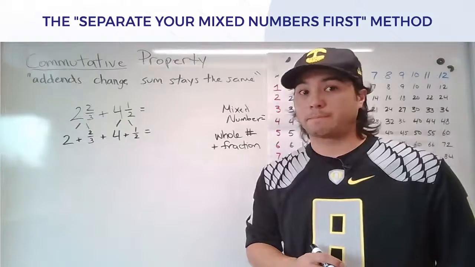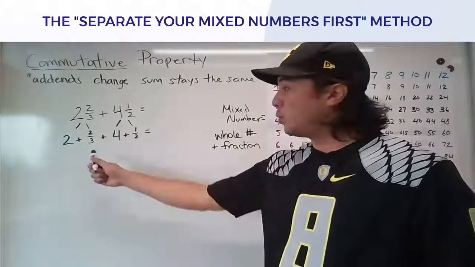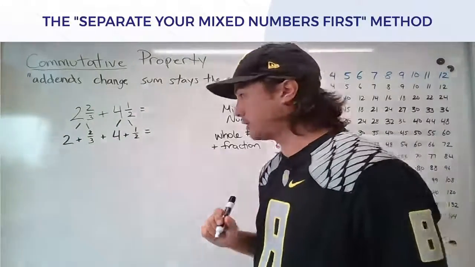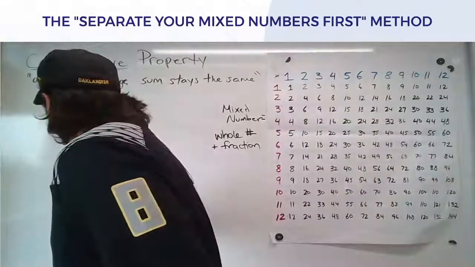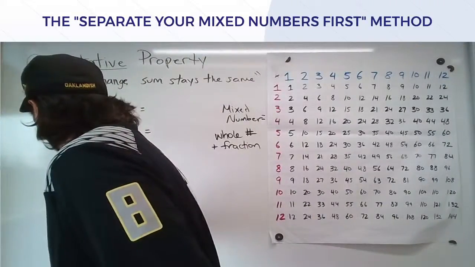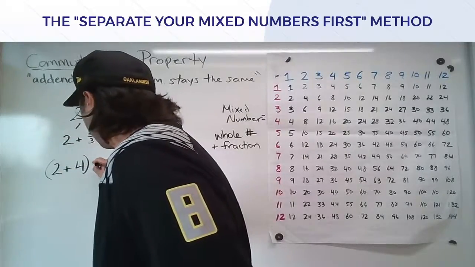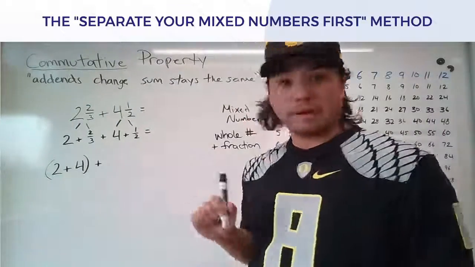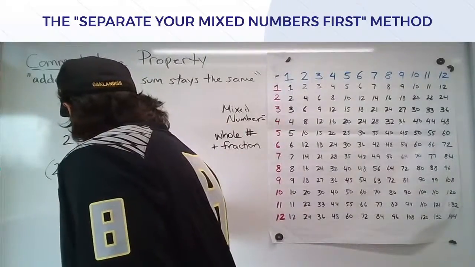Following so far? Okay. Now, using our commutative property, we can rearrange these addends without changing the value of our sum. So we can put our whole numbers together. Let's rearrange 2 plus 4. So there's our whole numbers. I'm going to put them in parentheses so we can see them a little easier, 2 plus 4. And then I'm going to put my fractions together, 2/3 plus 1/2.